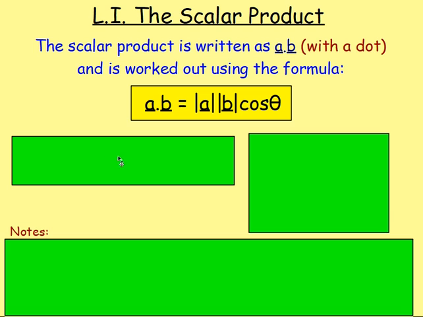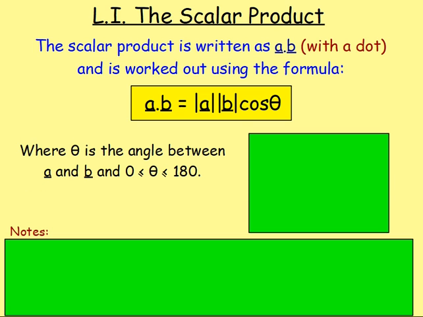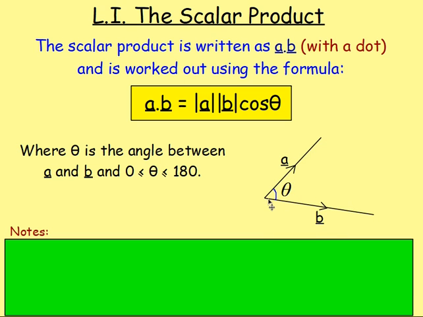What is theta, I hear you ask? Well, theta is the angle between the two vectors a and b. For example, you have a vector a, you've got vector b, and theta is the angle between them. Theta will be between 0 and 180 degrees.